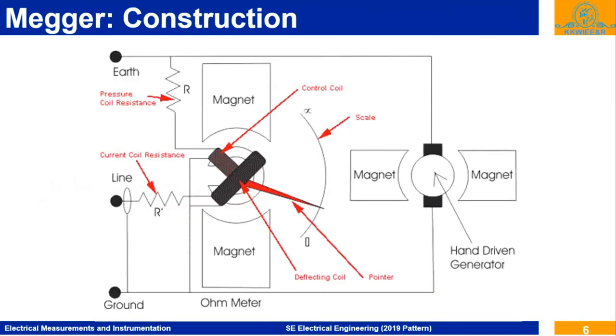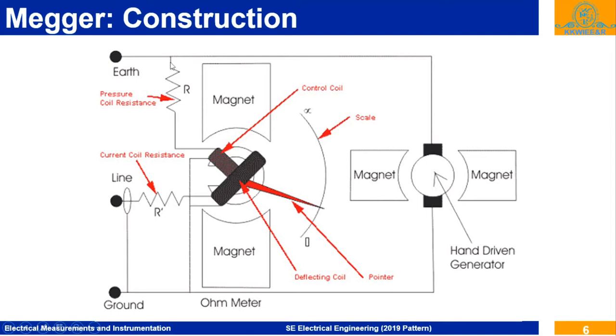So, this is the construction of Megger. We have a permanent magnet in the internal assembly. This part is called a generator. It is a hand-driven generator. Here we have two coils. The first coil is called a current coil. The second coil is called a voltage coil. This current coil acts as a deflecting coil, whereas this voltage coil acts as a controlling coil.